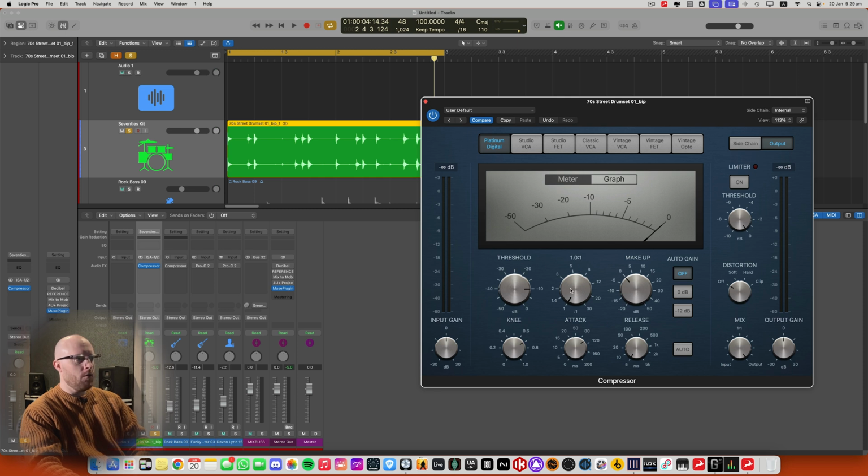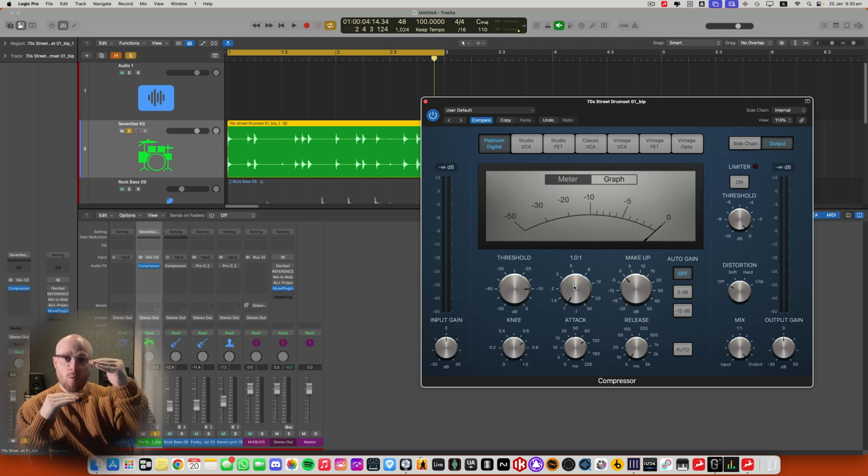A ratio of 1 to 1 means that for every 1 decibel that the threshold is exceeded by, the signal will be reduced to only exceeding by 1 decibel. Let's say that again. For every 1 decibel that the threshold is exceeded by, the amount that exceeds the threshold will be reduced to 1 decibel. So a ratio of 1 to 1 means that for every 1 decibel that goes above the threshold, it'll be reduced to a maximum of 1 decibel.